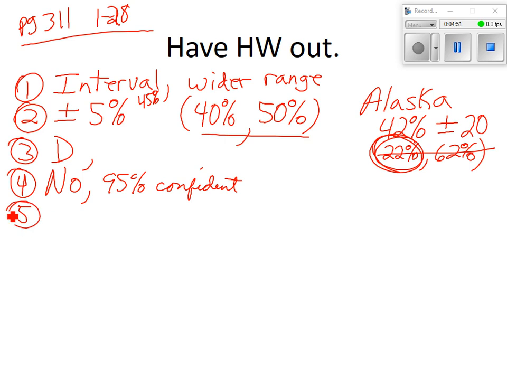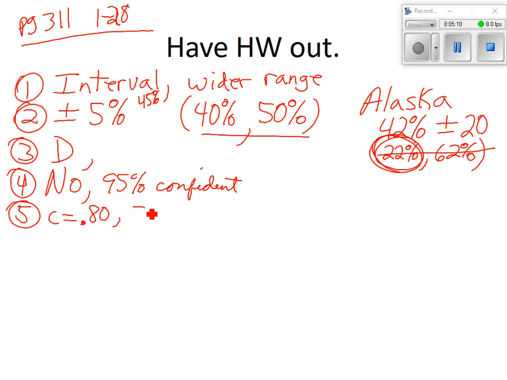Number 5, some of these are the ones I wanted to make sure we went over. It says find the critical values. We need this chart. Number 5, they want C equal to 0.80. That's a pretty easy one to find.